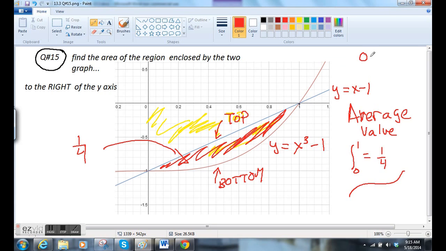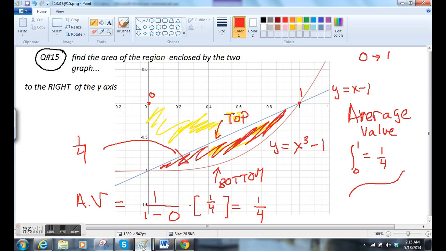Well, we're going from 0 to 1, right? This is 0, and that's 1. So our average value is going to be equal to 1 divided by the bigger endpoint minus the little one, times the value of the integral, which is basically still 1/4.